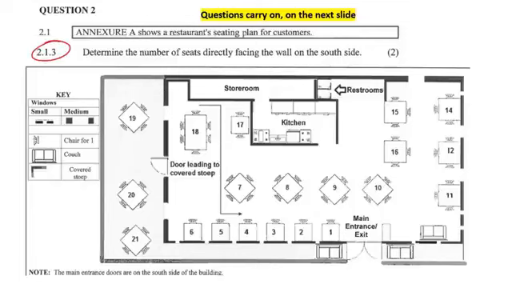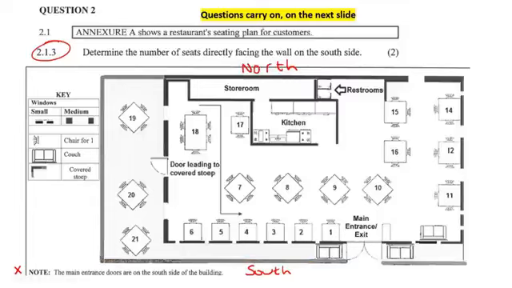Now, with this question, it says, determine the number of seats that are directly facing the wall on the south side. So they add a little note here that says the main entrance doors, which is over here, it's the entrance and exit, are on the south side of the building. So this is the south side. That makes this the north. Okay, so it says, determine the number of seats that are directly facing the wall on the south side. So here's the wall. So determine the number of seats that are directly facing that. So that would be all the chairs that face towards that direction, okay?